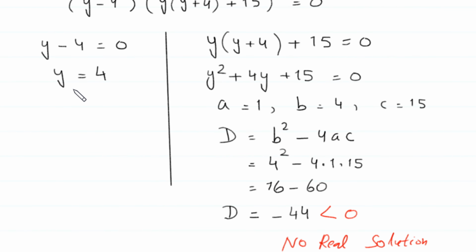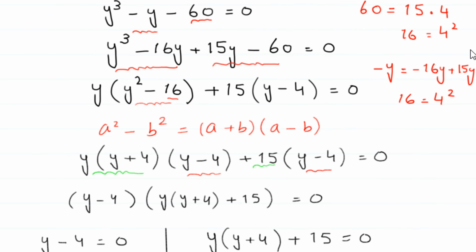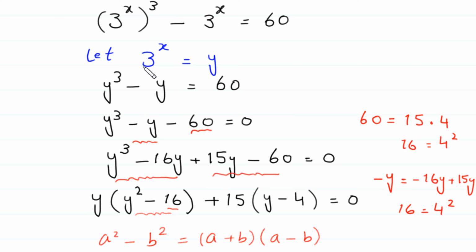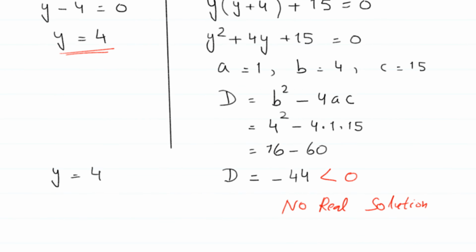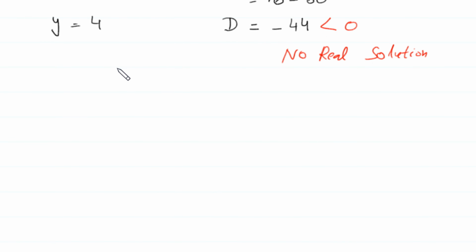And we accept only this value of y, 4. The value of y is equal to 4. Now recall that we have supposed that 3 to the power x is equal to y. In this equation we put the value of y, 4, from here. 3 to the power x is equal to 4.